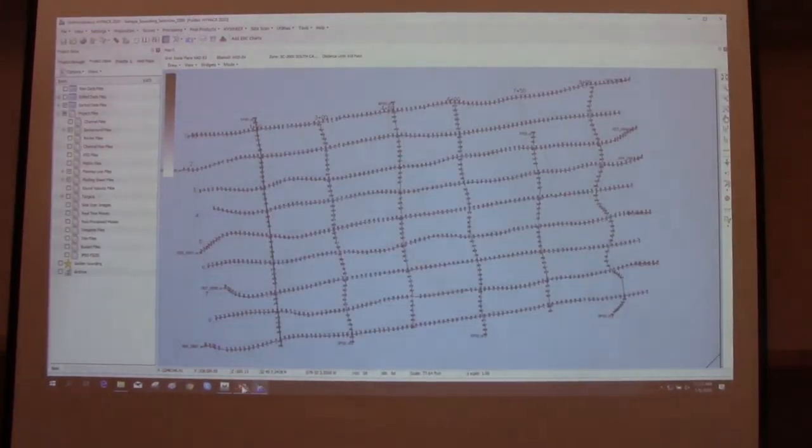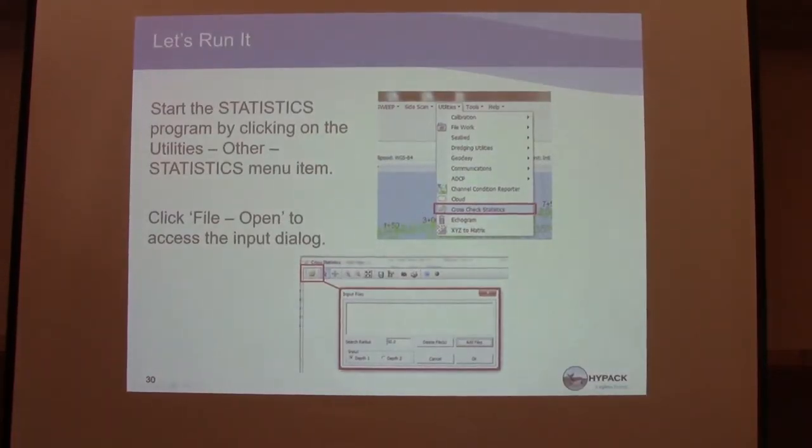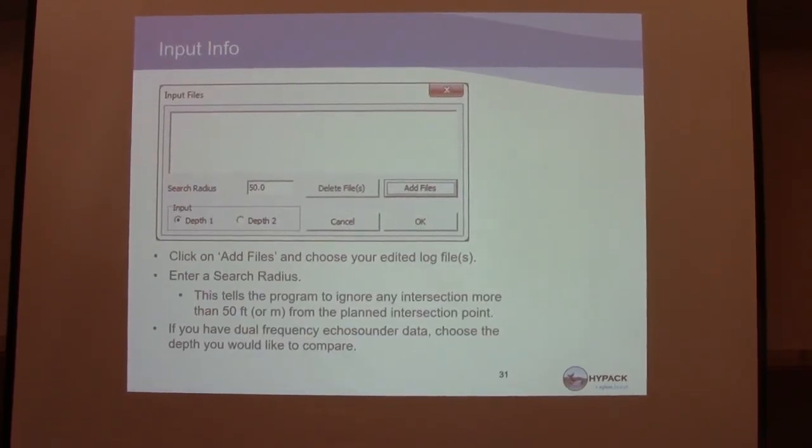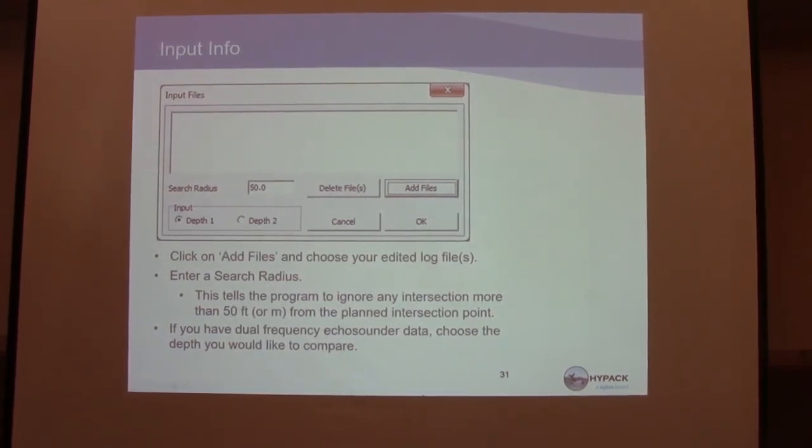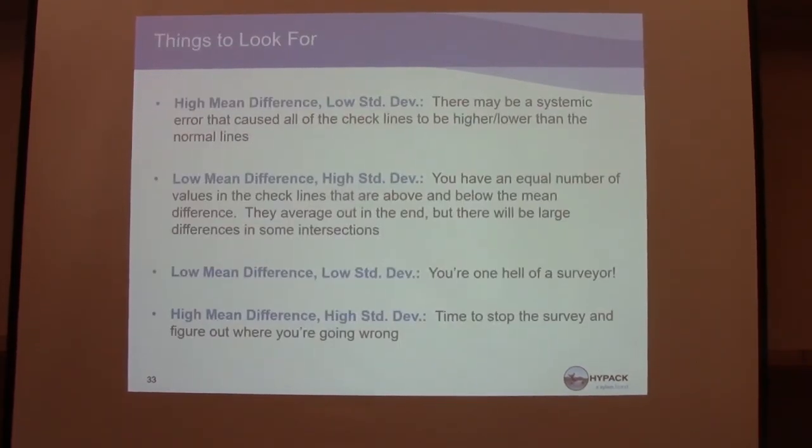So that's the cross-stats program. Let me just see if there's anything else in there. Okay, I think we ran all this. With a 50-foot radius, it ignores any intersection outside of that radius that we put in there. Display of results, and just a couple of things to watch out for.